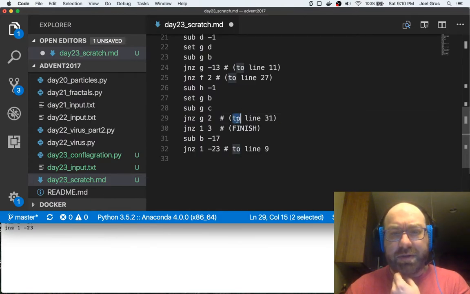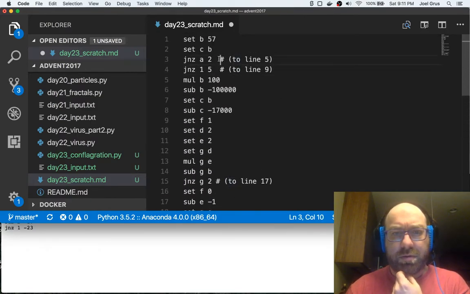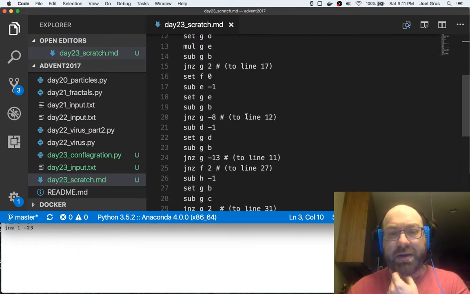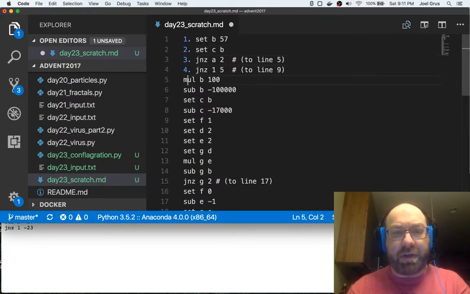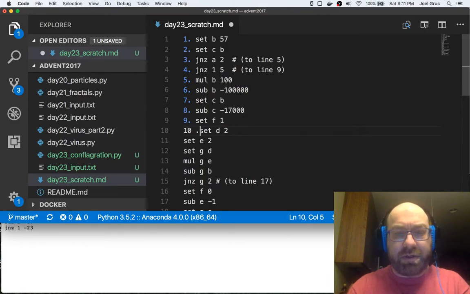previously I added these comments to my input file. So like when this says if A is not 0, jump 2, that just says to line 5. If 1, so if true, basically go to line 5. Jump 5, so go to line 9. So I just basically added in what those offsets are. So the advice I found was basically to go through in our head and rewrite what this problem does until we get to something kind of sensible.